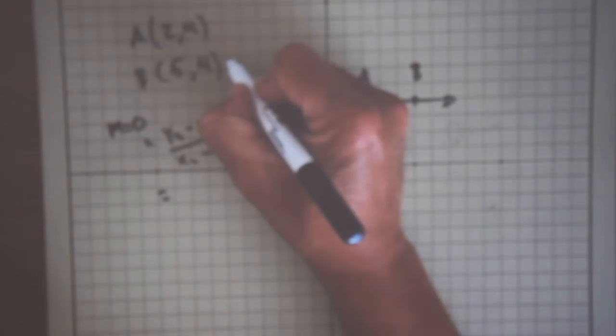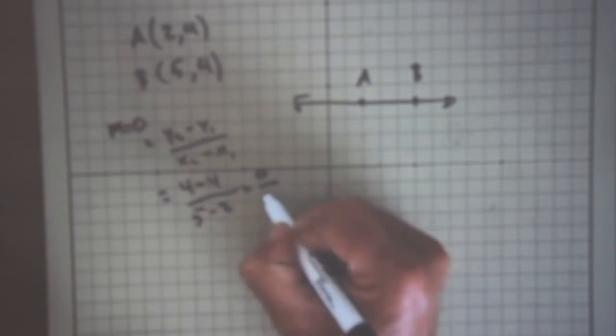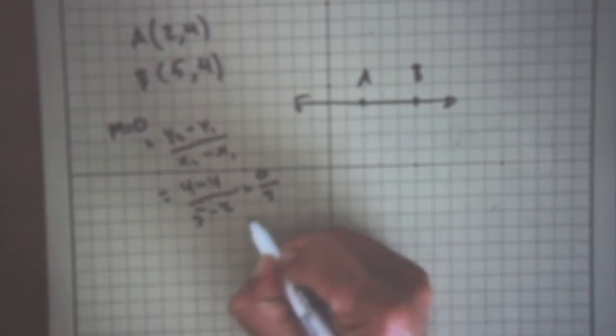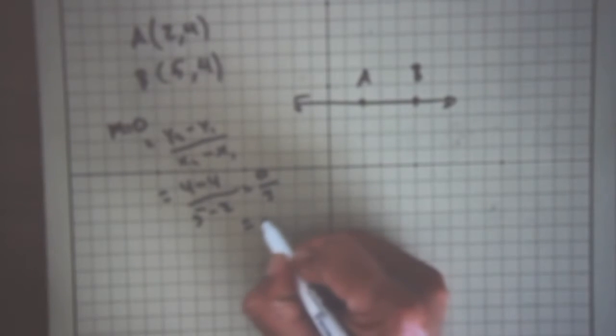So here we go. If we were to calculate the slope, we'll call this the second point. So 4 minus 4 for the top, 5 minus 2 for the bottom. It really doesn't matter because you're going to get 0 in the numerator, 3 in the denominator, but anytime you have 0 divided by anything, the answer is 0. Hence, mathematically, it does come out to be 0.